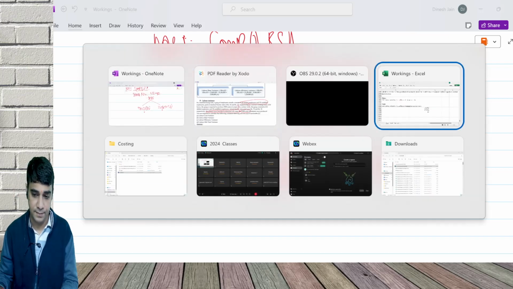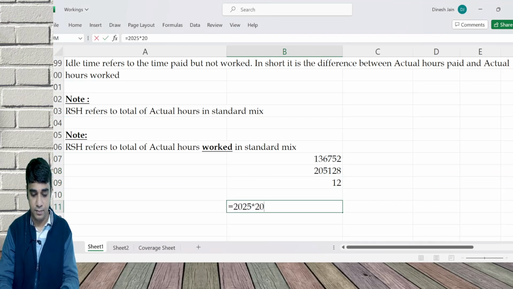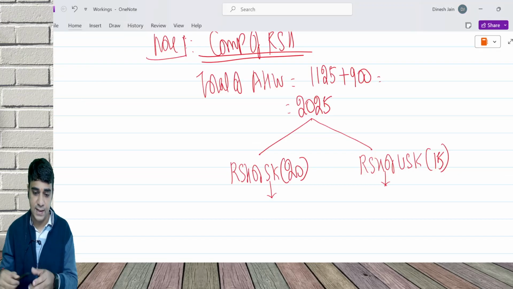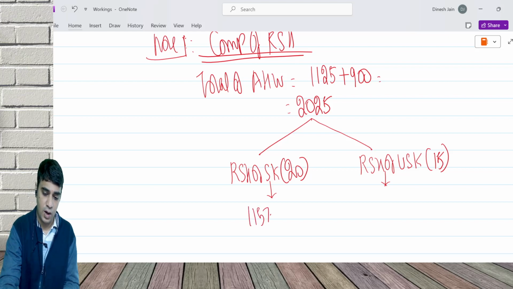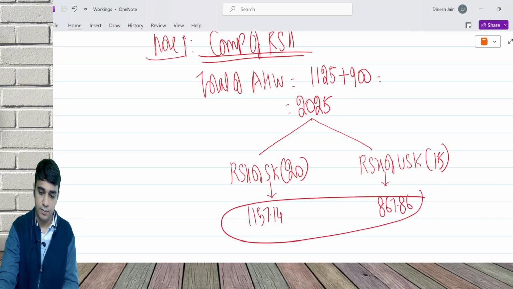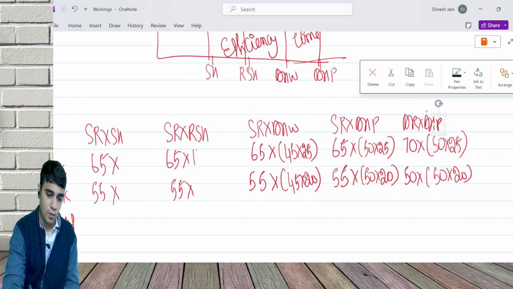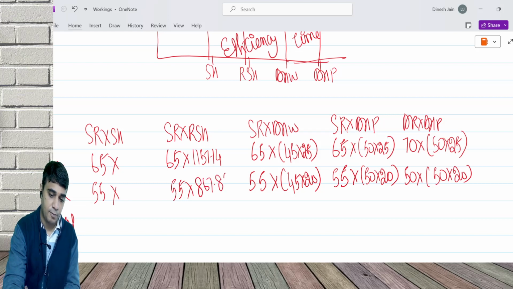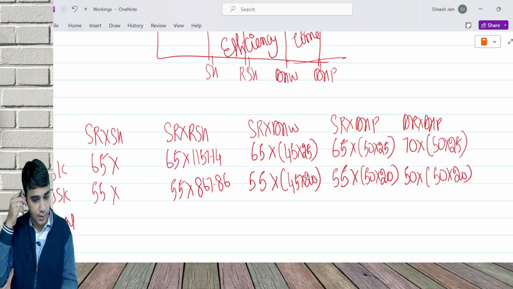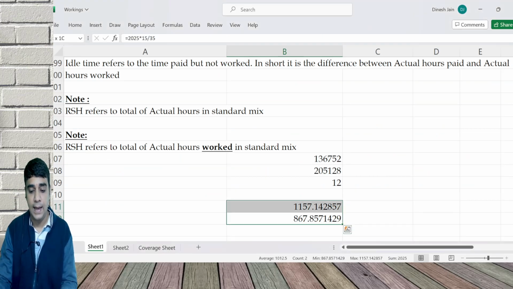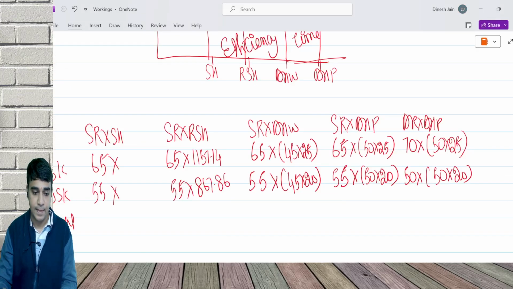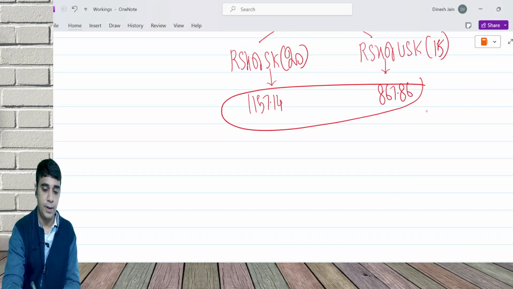2025. 1157.14, clear? I write it here. 1157.14 and 867.86.